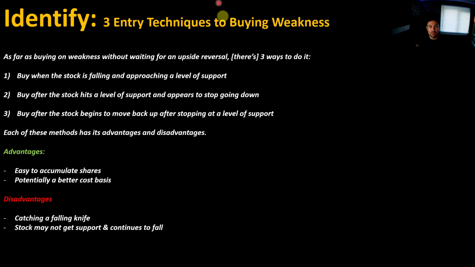So 3 entry techniques to buying weakness. So this is talking about not waiting for the actual upside reversal. As far as buying weakness without waiting for the upside reversals, this is more kind of intraday. There's 3 ways to do it. Buy when the stock is falling and approaching a support level. Buy after the stock hits a level of support and appears to stop going down. So again, this is very active. This is intraday kind of stuff. Buy after the stock begins to move back up after stopping at a level of support.